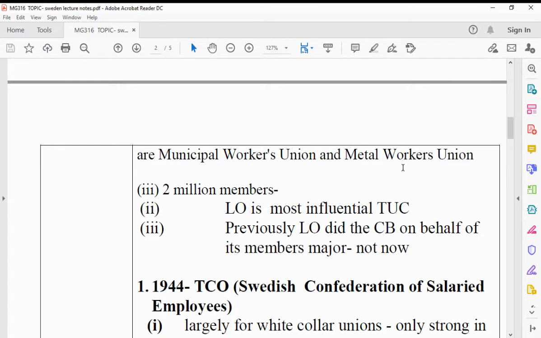Previously, LO did the collective bargaining on behalf of its members, but currently it does not. And this is in line with what we have seen in other countries, that the umbrella body of trade union now advises the other affiliated unions how to do CB, how to do collective bargaining, but it does not directly get involved in the collective bargaining process itself. The Rengo does not do it, DGB does not do it, Trade Union Congress, no, AFL-CIO, same thing. So likewise, LO also does not bargain or participate directly in the collective bargaining process. But it does provide advice. Remember that. It helps out the unions. It does not do the job for them.